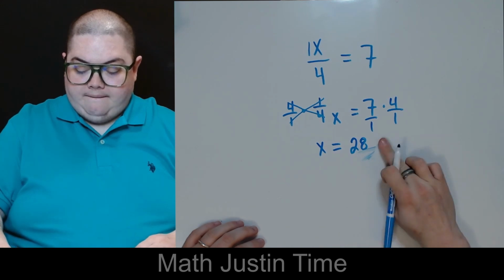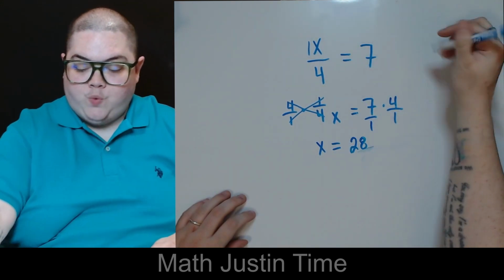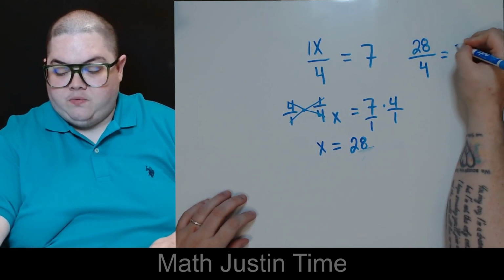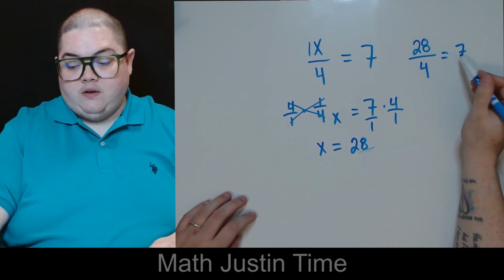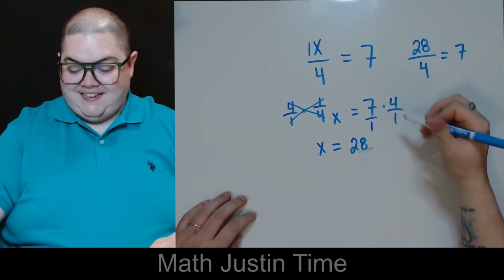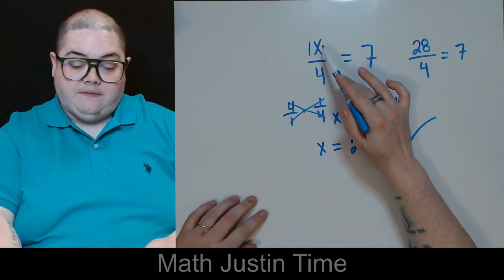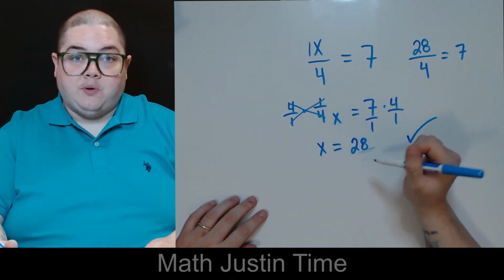It's 28. So, let's see if this is right. If we have 28 divided by 4 is equal to 7. Is 28 divided by 4 equal to 7? Yes, it is. So the important thing to remember is if we have something like this, we can rewrite it and multiply it by its reciprocal.